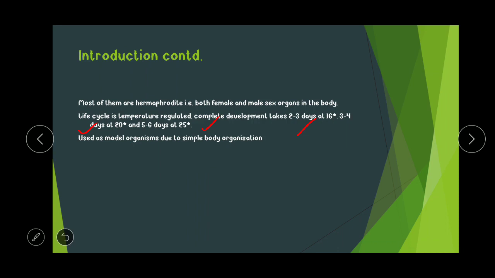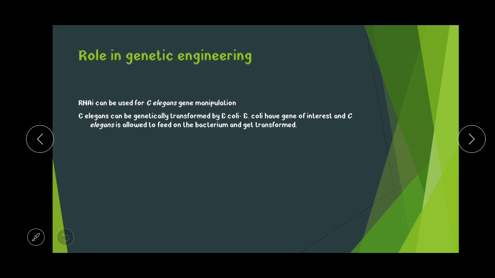However, here you can see the reverse case, that is at increasing temperature the worm is taking more time for the development. This is usually a model organism due to its simple body organization and limited number of cells in the body. Now what is its role in genetic engineering?